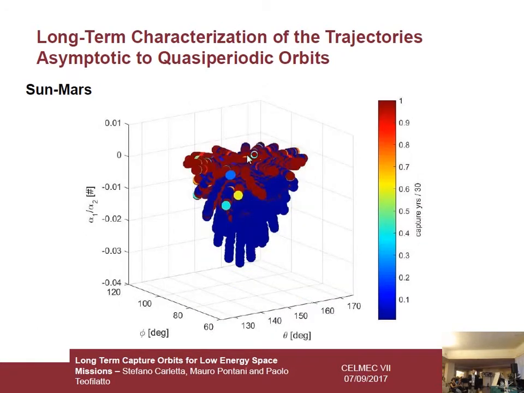This is another representation that includes the values of theta and phi, and this is useful for seeing that again alpha 1 over alpha 2 gives us some good hints in finding capture orbits, because most of the red points are concentrated in the plane of alpha 1 over alpha 2 equal to 0.